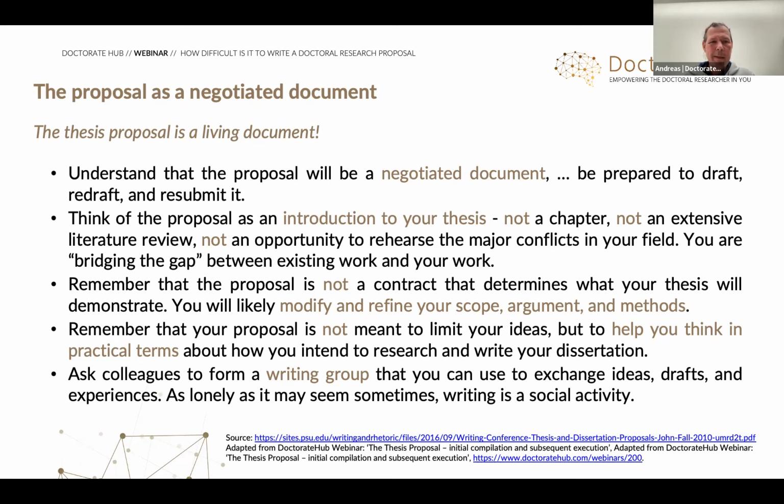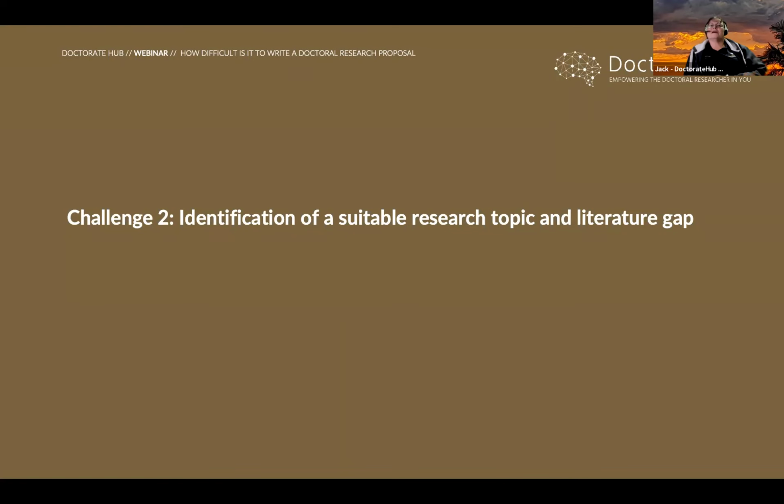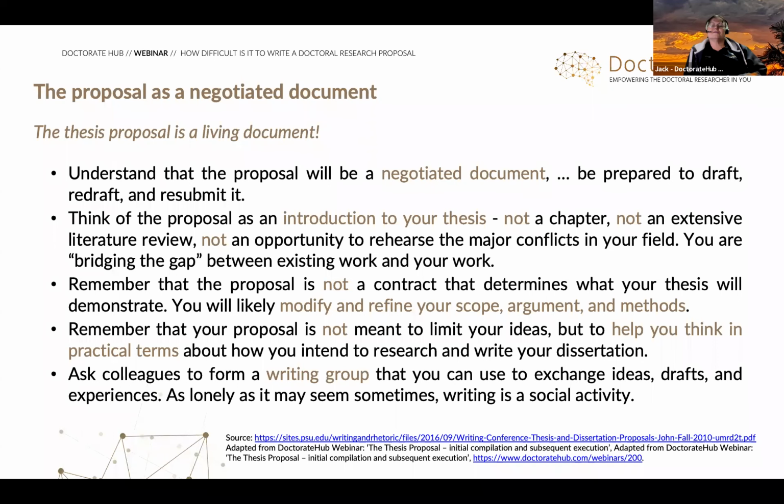Yep. Actually, just on that last line on the last slide, having a group of like-minded cohort members, I suppose, pulling together a writing group is really holding yourselves to account and helping each other through. That does make a huge difference. I've done that through mine, and by having that, it is definitely lonely at times, but having that social activity of being able to bounce ideas off, look at drafts of each other's, it does make a huge difference and it gets everybody moving along.